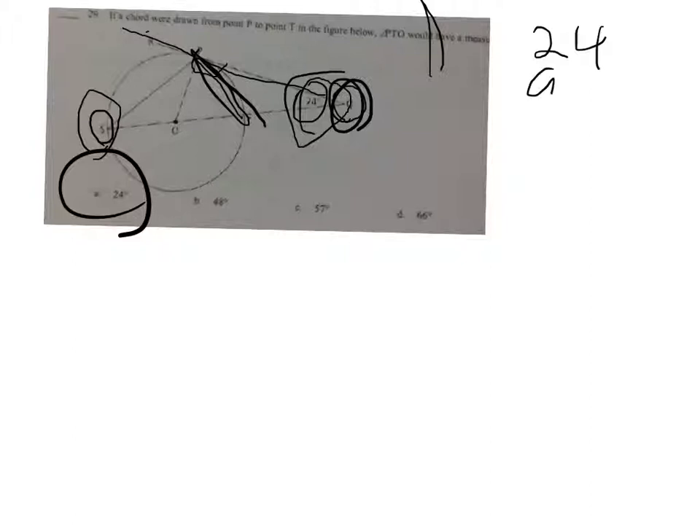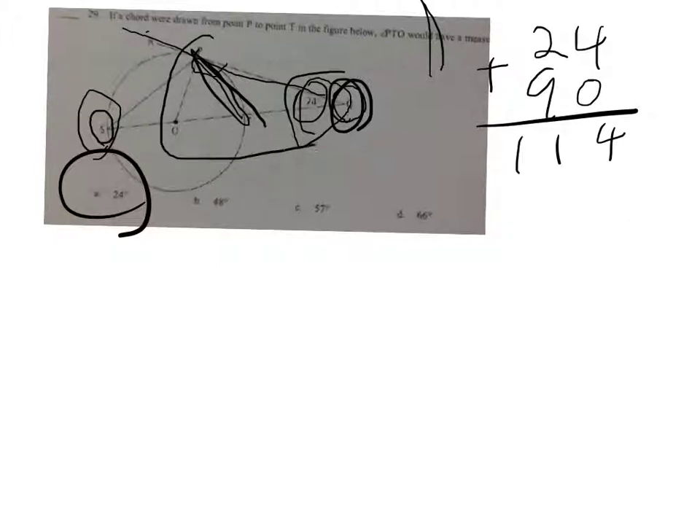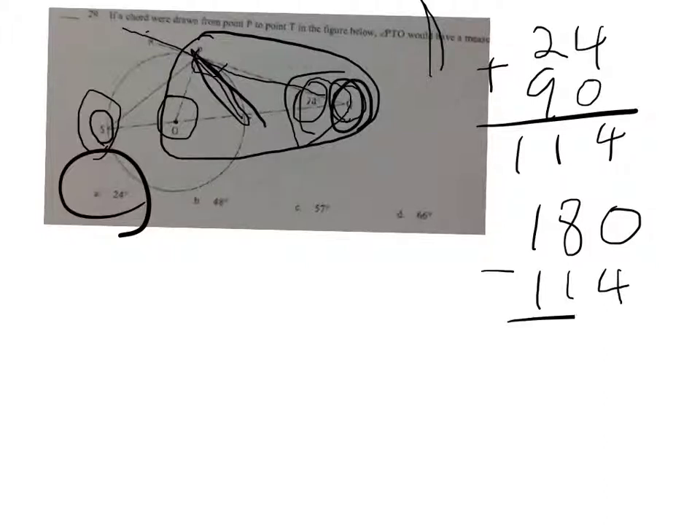So you got 24 plus 90, which is going to give you 114. Now, because we know that, we can figure out what this angle is here. As Jaden has said before, the three angles have to add up to equal 180. We know the other two angles add up to be 114, so we subtract, and we get 66. So it has to be D, right?